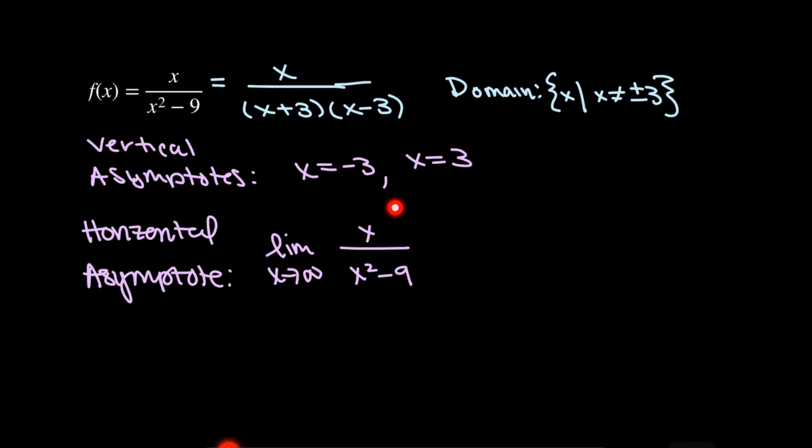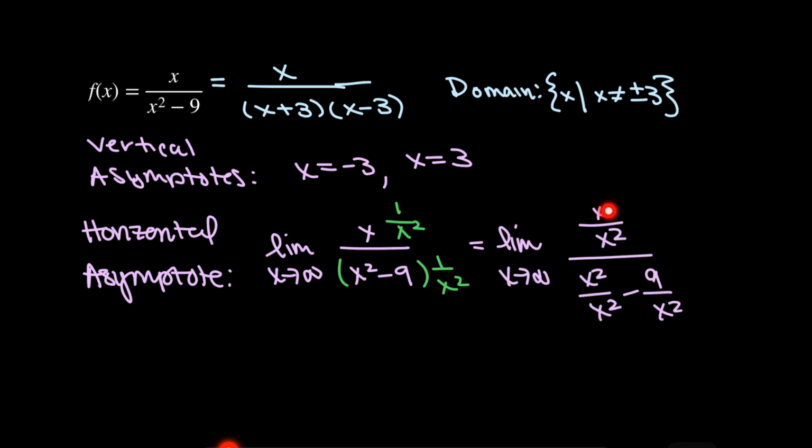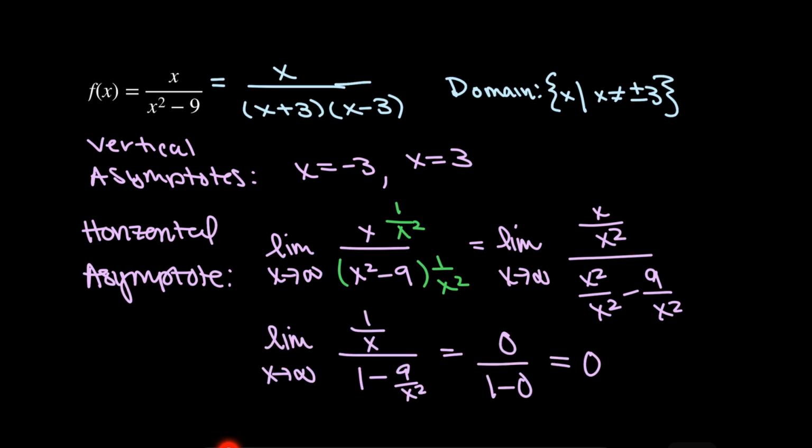If I were to just plug in the infinity, I would get infinity over infinity. That's indeterminate. So I'm going to divide everything by that largest power of x. I'm going to divide everything by x squared. If I divide the top by x squared, that's x over x squared, that is going to reduce to 1 over x. In the denominator, we have x squared divided by x squared. That reduces to 1. And then minus 9 over x squared.